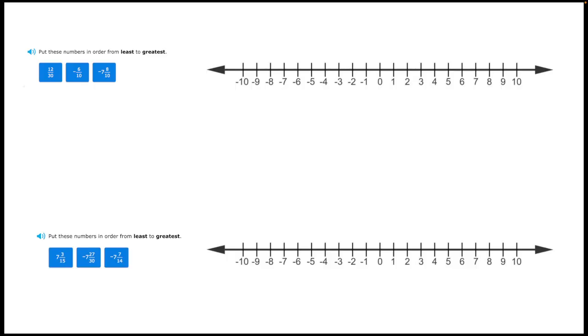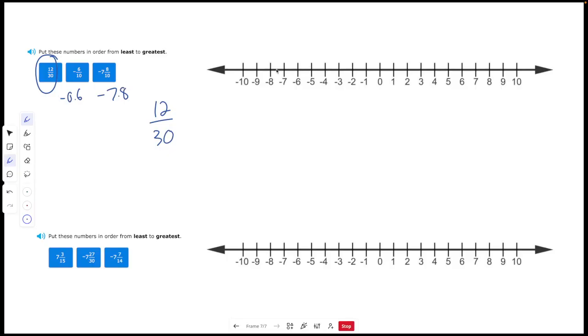Okay, now that you've had a chance to work these problems, let's check your answers. For this first problem, the biggest number has to be the positive, so this is going to go at the end of my list, 12/30. Negative 6 divided by 10 is negative 0.6, and this is negative 7.8. If I were to put that on the number line, negative 7.8 would be here, and negative 0.6 would be somewhere in here. So the smallest number, the number on the left, is negative 7 8/10, and the one in the middle is negative 6/10, and the biggest number is the positive, 12/30.